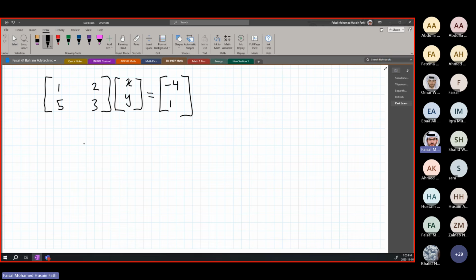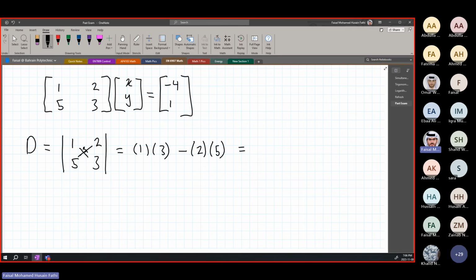So we need to find the determinant. First we find the main determinant of the matrix, which we call D, which is just the determinant of 1, 2, 5, 3. A reminder on how to do this: you take the first and last terms and multiply, so 1 times 3, then put a minus sign, and then take the next two terms and multiply again, so 2 and 5. So this is equal to 3 minus 10, so D is equal to minus 7. Okay, this is our first determinant.